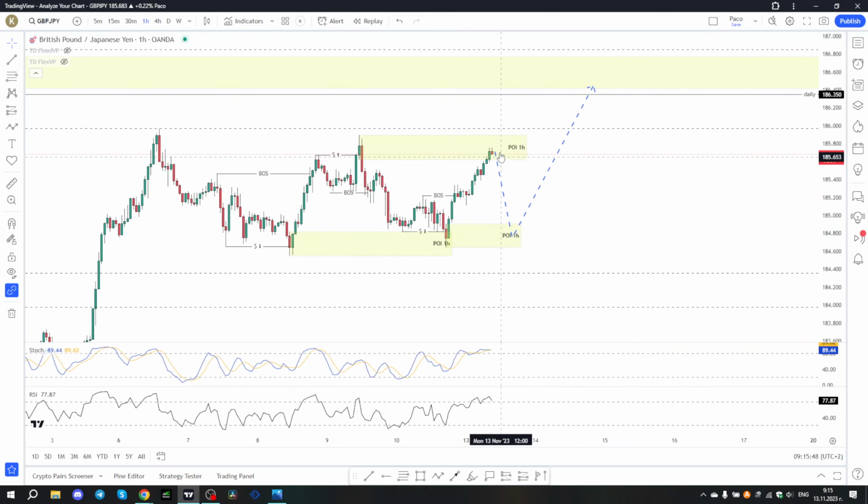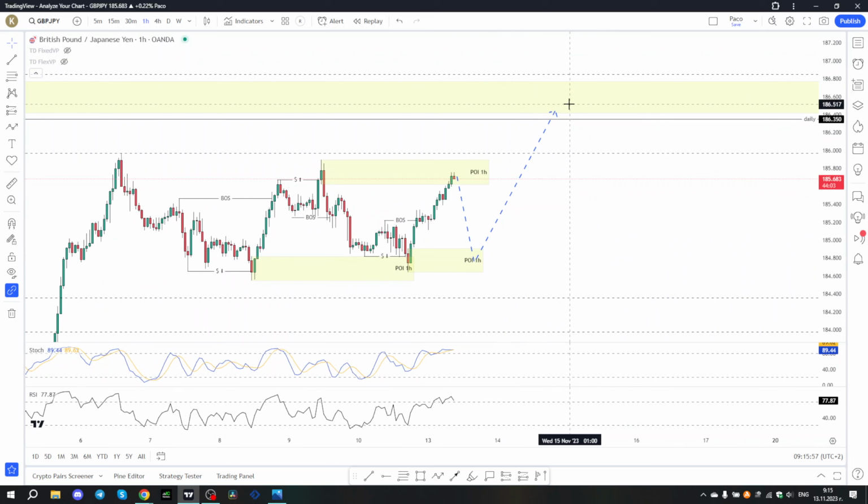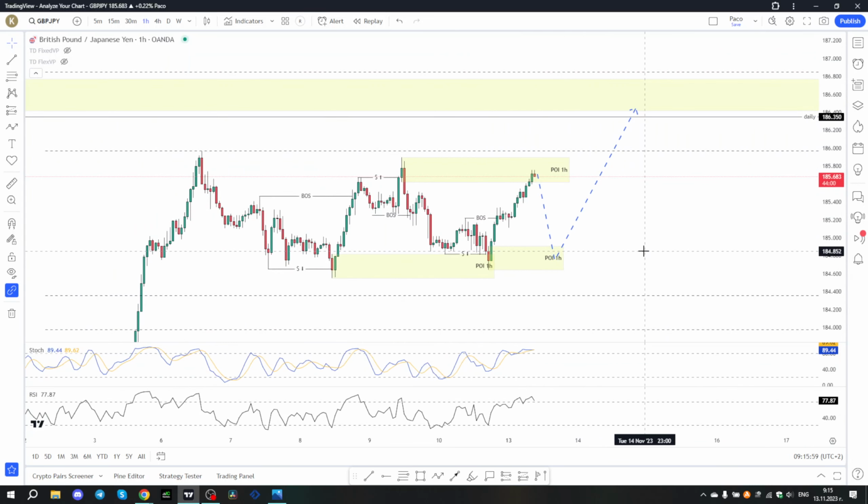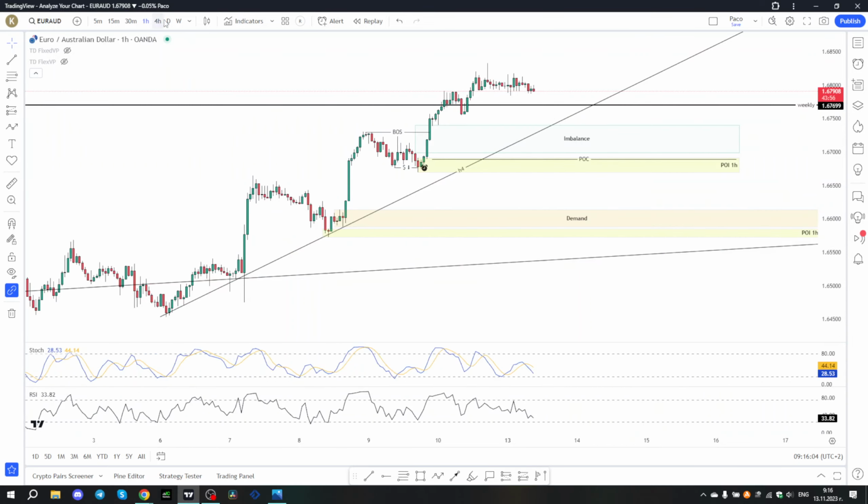This is what we expect. If here this candle closes like an engulfing candle, probably we may see some down movement to the lower point of interest and then another up movement, pushback from this point of interest. This is for pound to Japanese yen. Let's move to euro to Australian dollar.